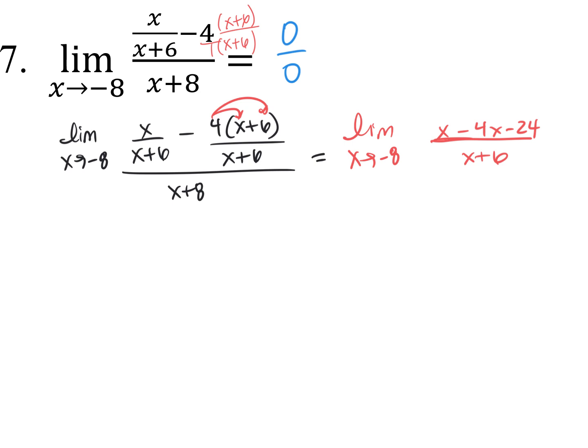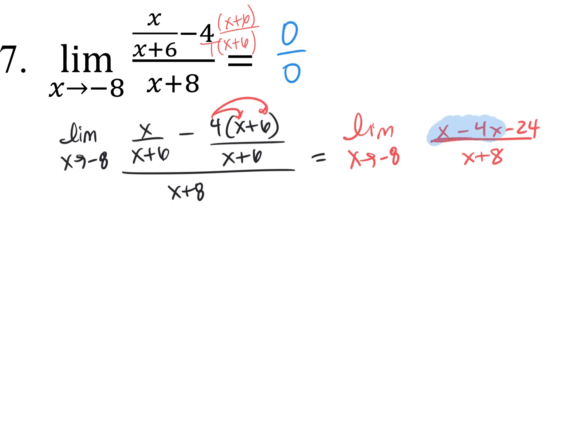Just a heads up, you might be like, I just want to plug in -8 now. That's going to get me -8 plus 32, which is 24 minus 24. Oops, I wrote that bottom wrong. It's going to be x plus 8. We're still going to get 0 over 0 because we haven't crossed anything out yet. So we still have to keep simplifying. What's x minus 4x?